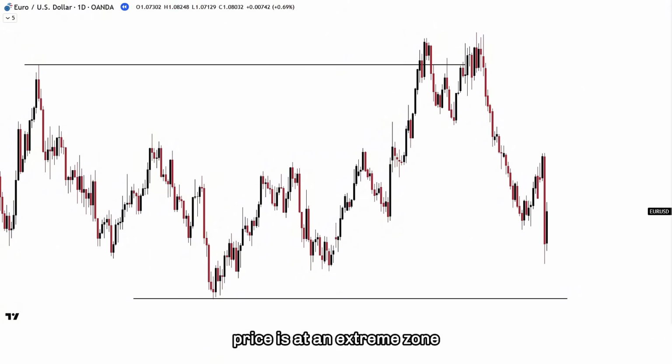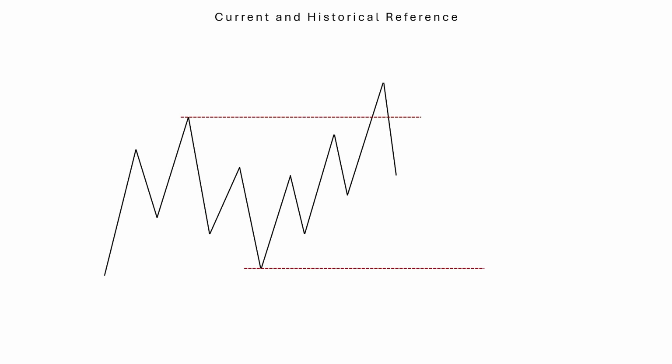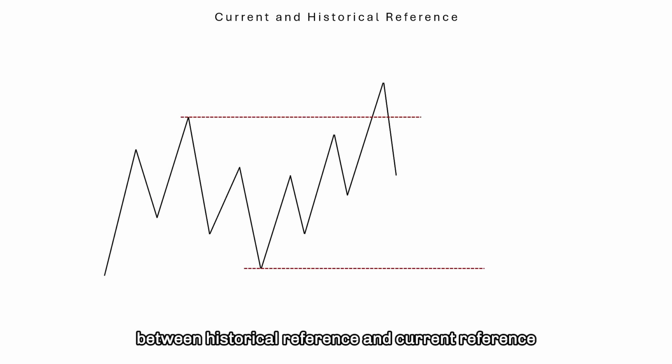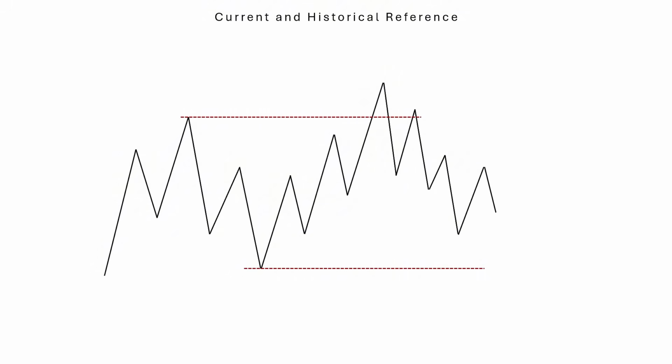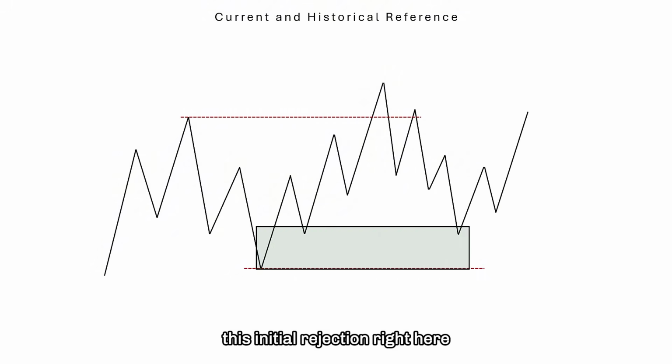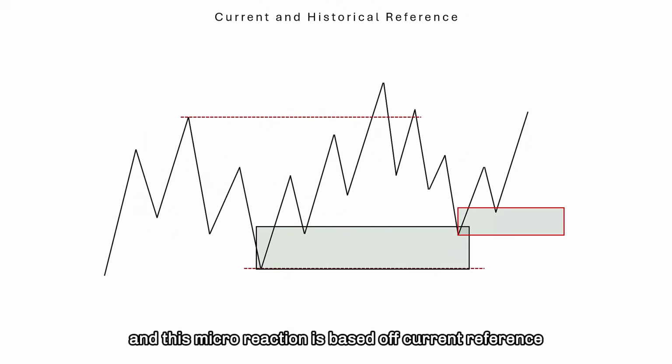Price is at an extreme zone. So an example between historical reference and current reference would be something like this. This initial rejection right here would be based on historic reference. And this micro reaction is based off current reference.